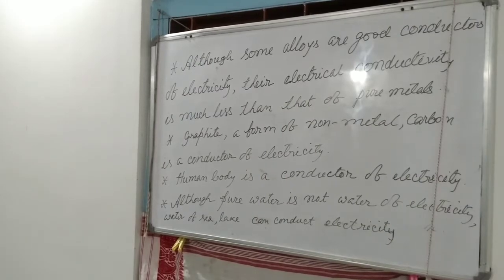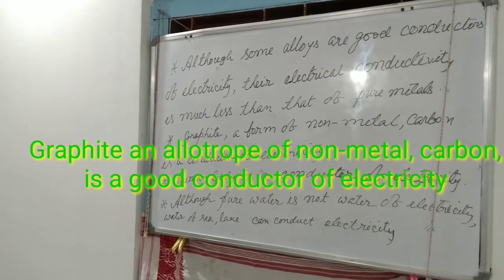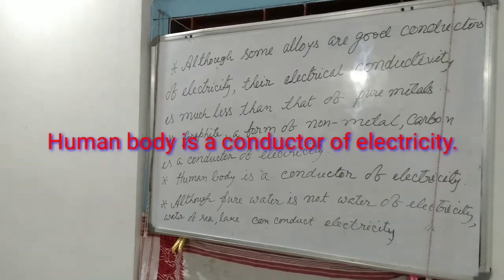Even non-metal can conduct electricity. We know graphite is a form of non-metal carbon, and it is a good conductor of electricity. Although another form of carbon, diamond, is not a good conductor of electricity, graphite is a good conductor. Similarly, our human body is a conductor of electricity.